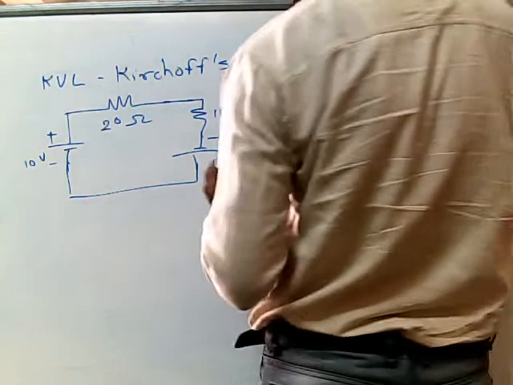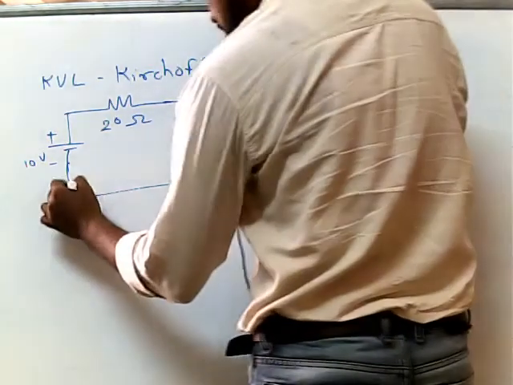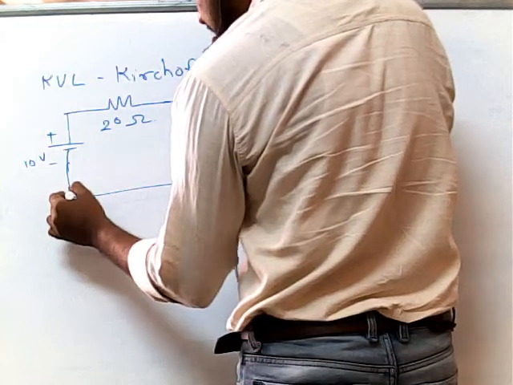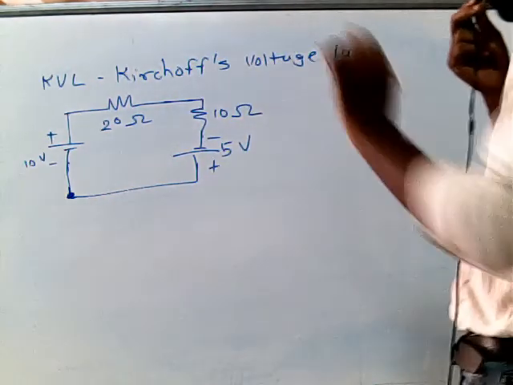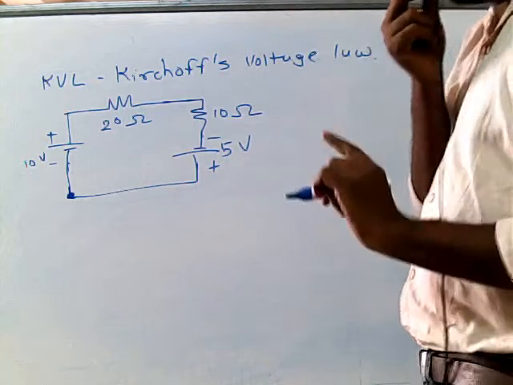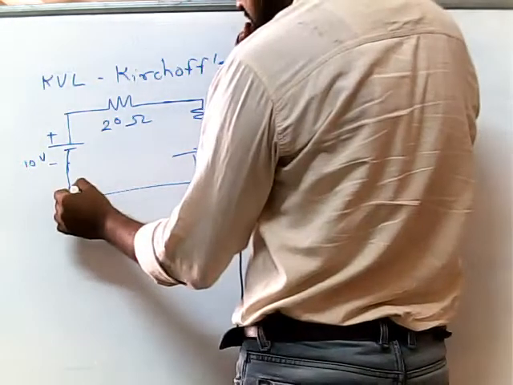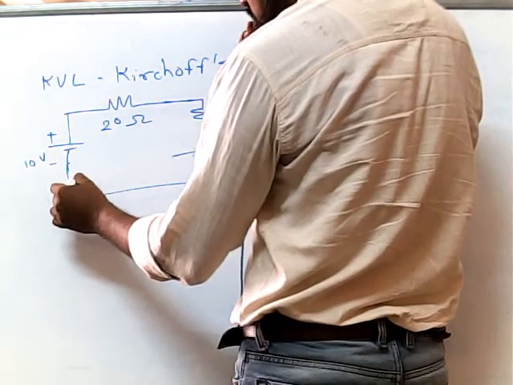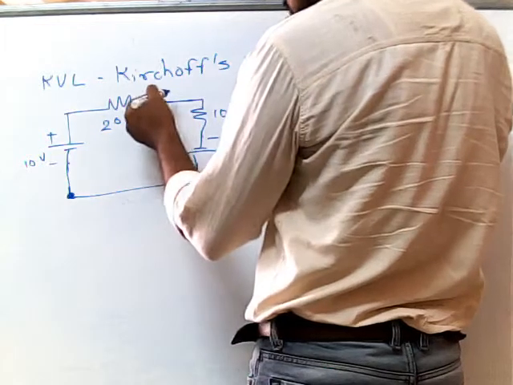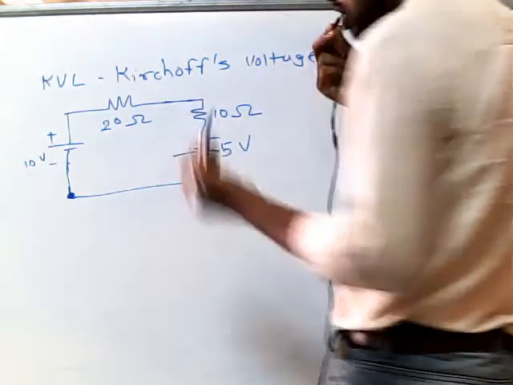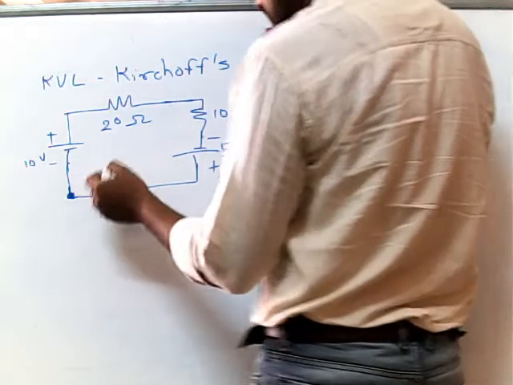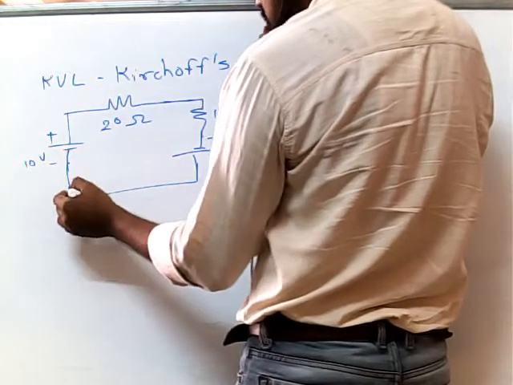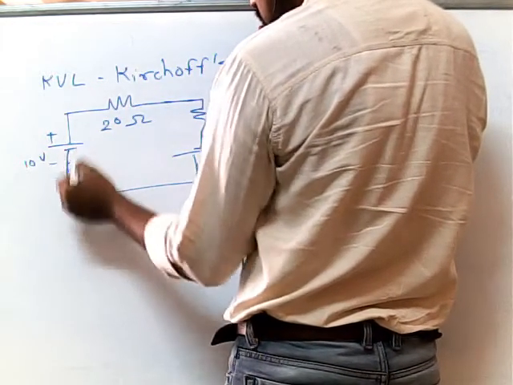While applying the KVL, we will start from any one point of the circuit. Let's say we start from this point, and we have to return to this point only, because it is a closed circuit. Now I can go either anti-clockwise or clockwise. Let us say I prefer to go clockwise. So starting from this point, I'm going clockwise.